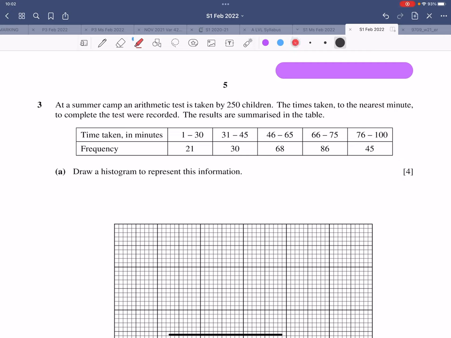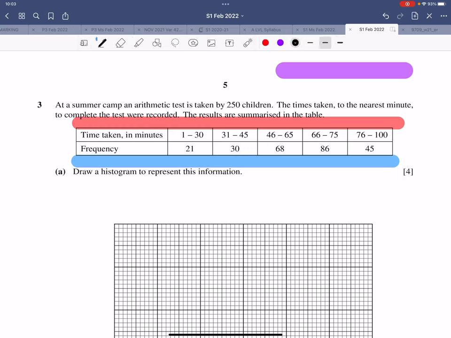So if I make a line like this, let me make it thinner, a line like this, and another line at the bottom, like this. And what am I interested in? I am interested in this thing, that is the class boundaries. That is the first thing. So I'm interested in, let me take a thin marker. This is class boundaries for the time in minutes. So this is 0.5 to 30.5, 35.5, 45.5 to 65.5, 65.5 to 75.5, 75.5 to 100.5. So these are your class boundaries.